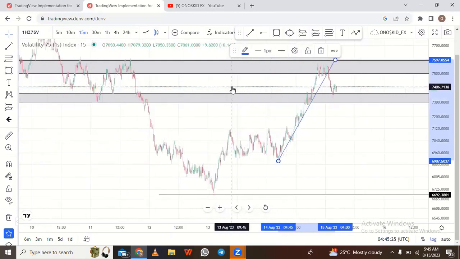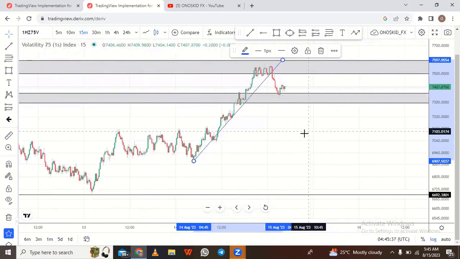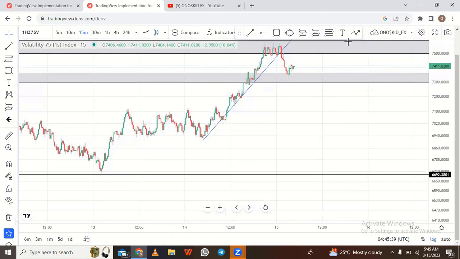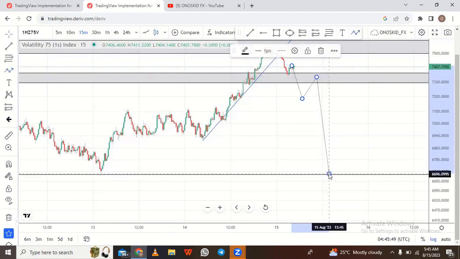It's also possible that the market might come down to this particular level to retest this smaller zone, but to be very conservative in your entry, you have to wait for this market to break out of this zone. Once the market breaks out of this zone, you can take it all the way down.